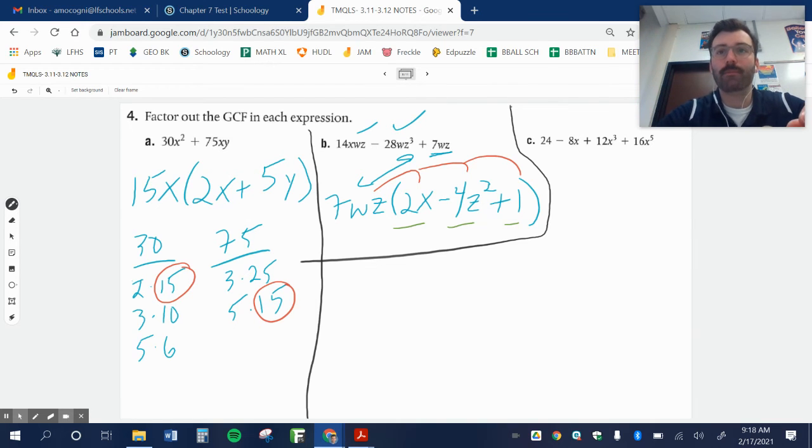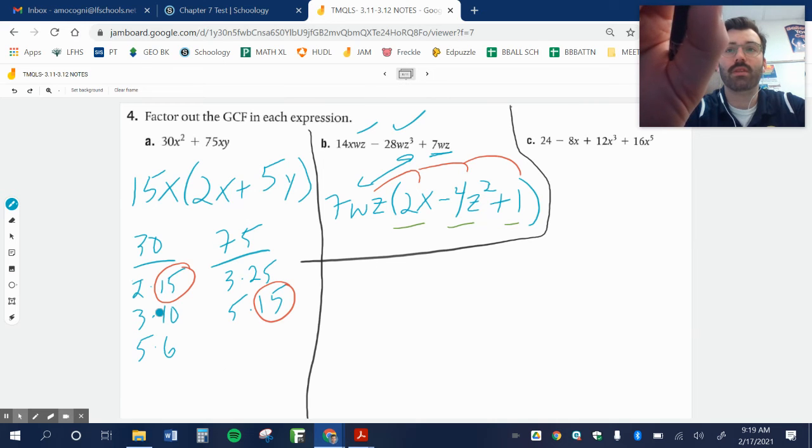All right. Now, what number goes into... does 8 go into 24? Yes. Does 8 go into 12? No. I could sit here and say, all right, what are the factors of 24? Well, I got 1 and 24. I got 2 and 12. I got 3 and 8.